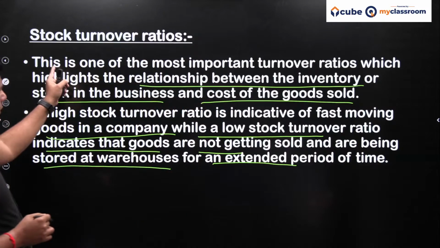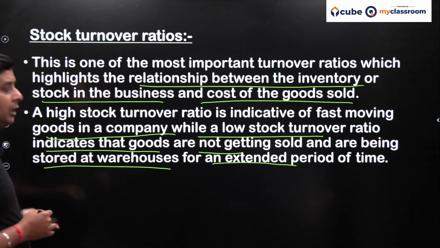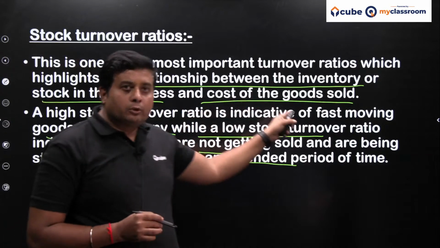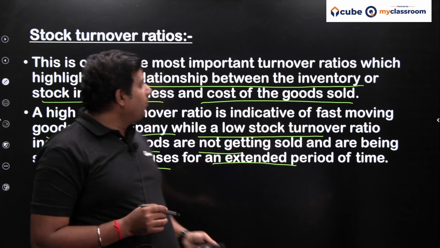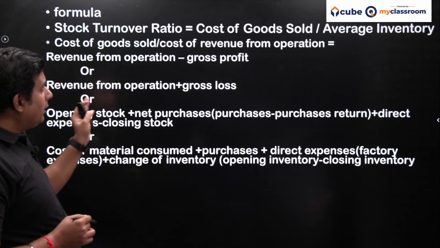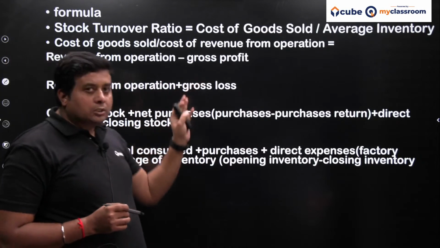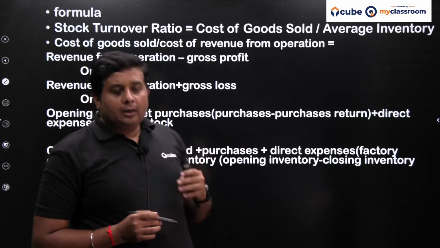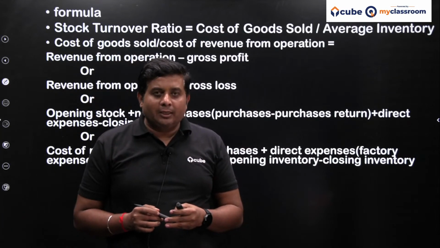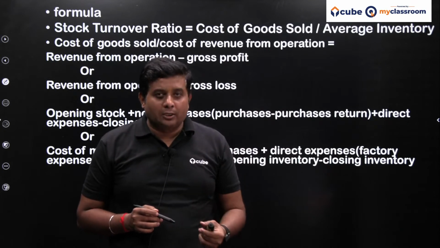So basically the inventory turnover ratio establishes the relation between the inventory and the cost of revenue from operations. What do we call cost of goods sold? We call it cost of revenue from operations. What is the formula? Stock turnover ratio, we can also call it inventory turnover ratio. So the formula is cost of goods sold; as per the latest amendment that we see in the Companies Act, when we prepare the income statement of companies, we call it cost of revenue from operations.